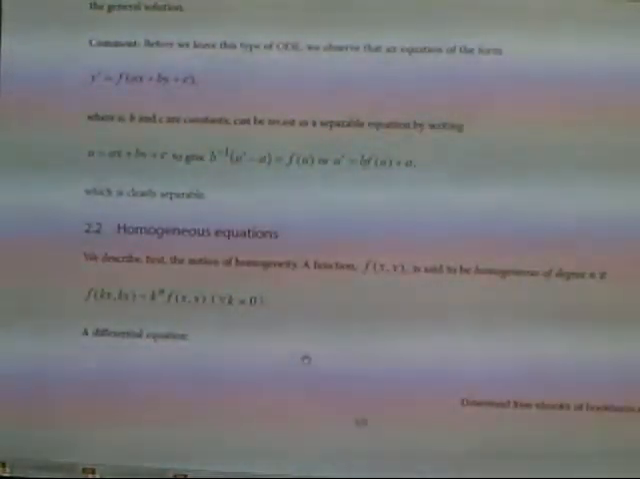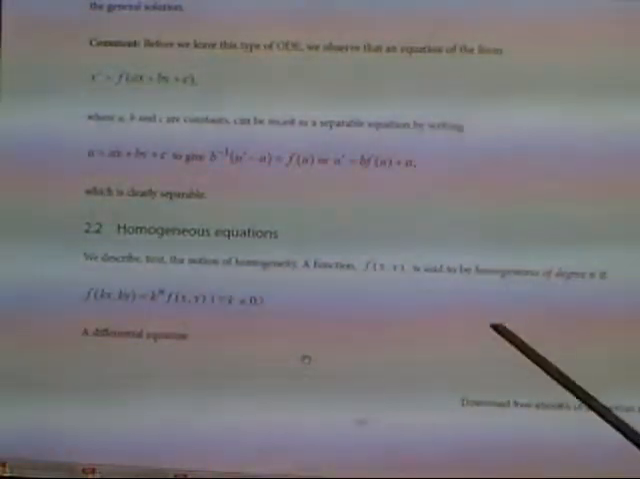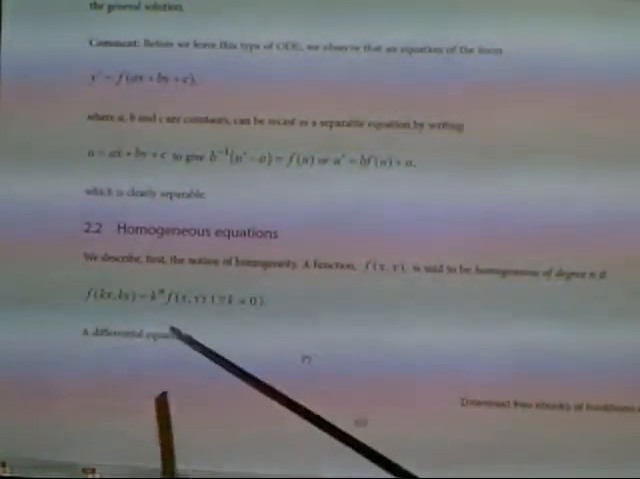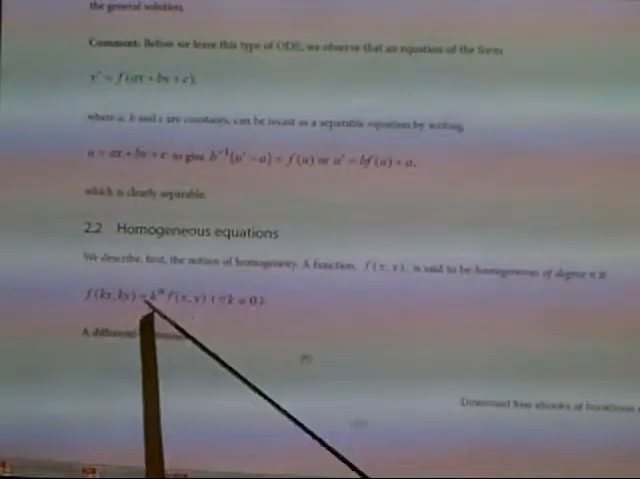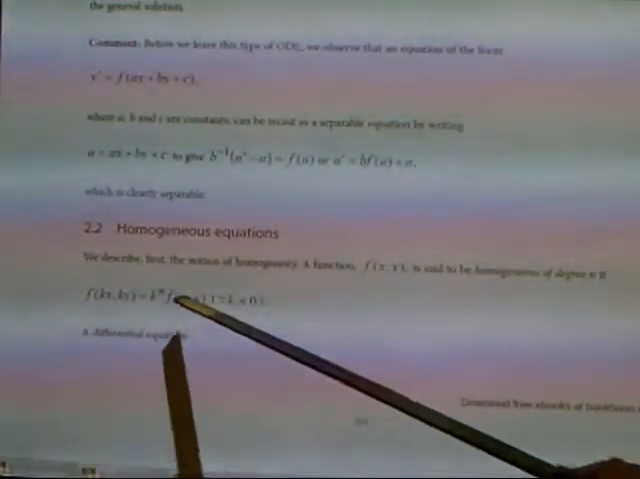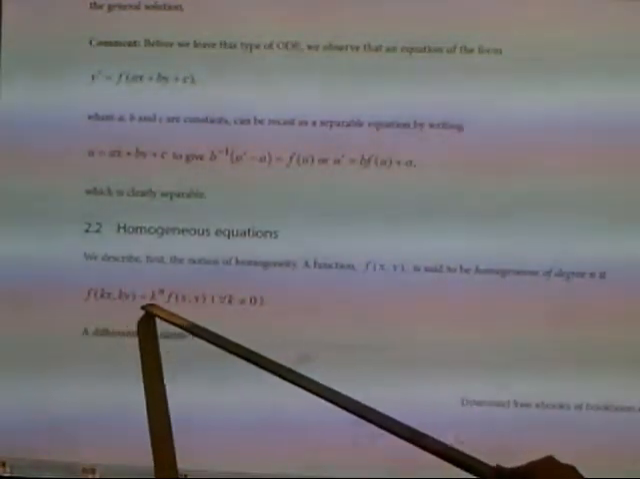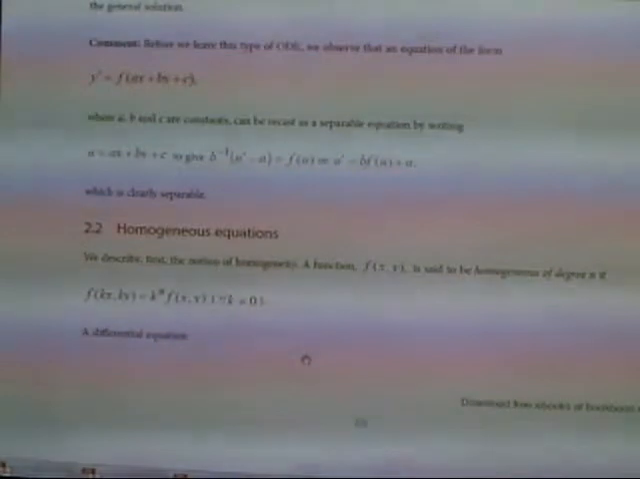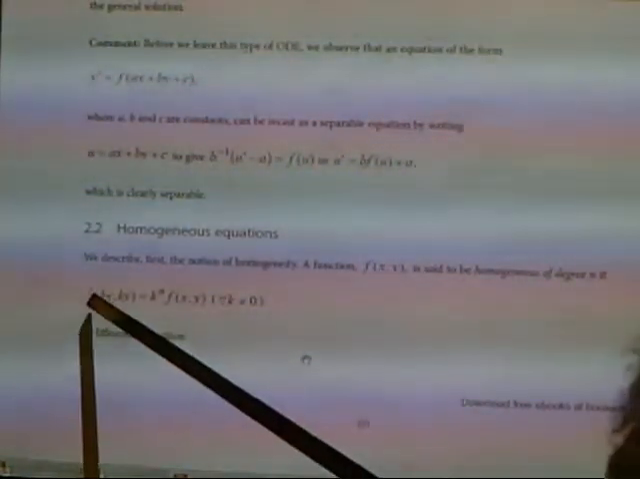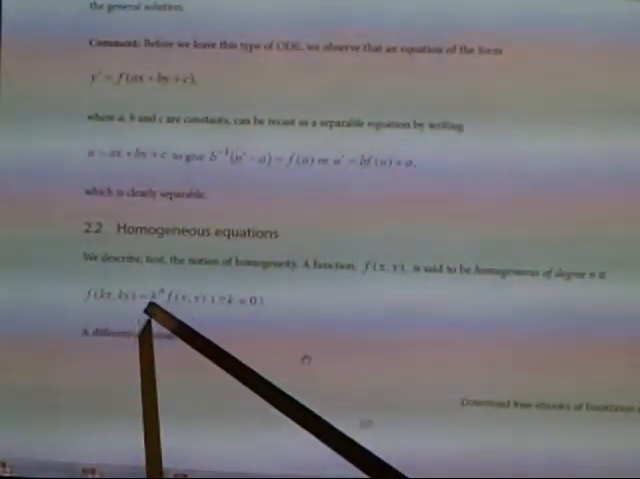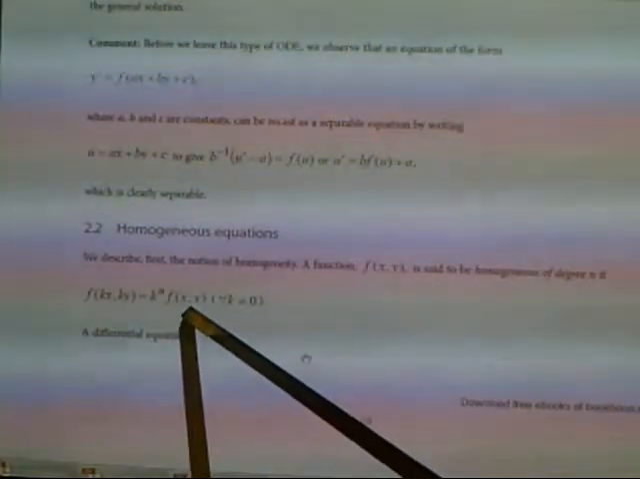This is a homogeneous equation, a homogeneous differential equation. You cannot separate the x and y. This format is a homogeneous form: f(kx, ky) equals k to the n times f(x, y). This format is a homogeneous differential equation.